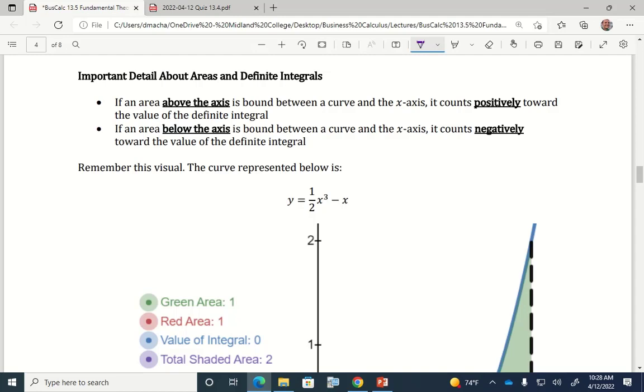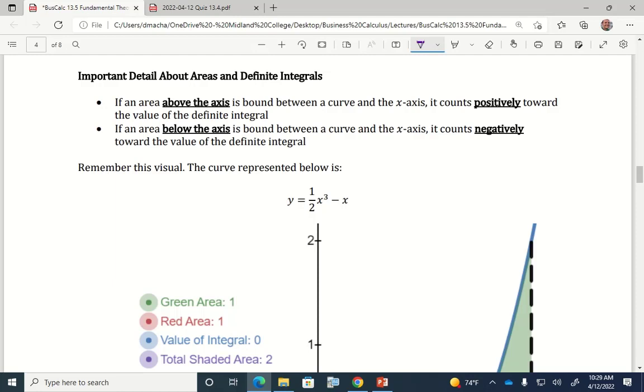But there's one important detail that we've kind of ignored so far, because so far we've been only talking about areas above the x-axis underneath the curve. But if you have an area above the axis that's bound between a curve and the x-axis, we would say it counts positively towards the value of the definite integral. But if you have your curve that dips below the x-axis and you calculate an area using a definite integral below the x-axis, that's going to count negatively towards the value of your definite integral.